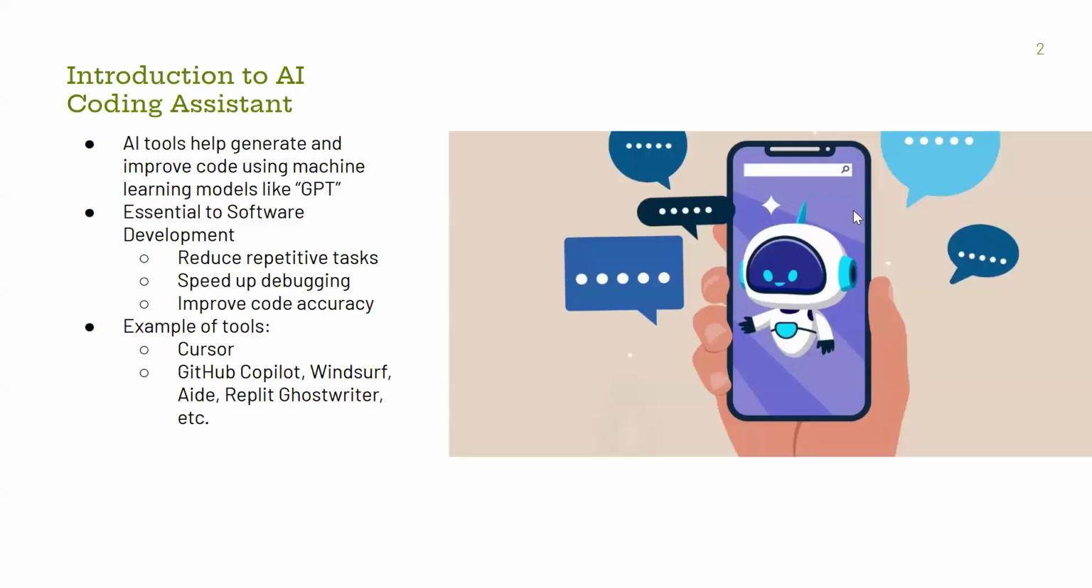So, if you guys haven't really heard of what AI coding assistants are, it pretty much is a tool that helps generate and improve code using machine learning models like GPT. This is pretty much essential to software development during this time, due to the fact that it reduces repetitive tasks, it speeds up debugging, and it improves code accuracy. Some examples of tools are Cursor, GitHub Copilot, Windsurf, Replit, Ghostwriter, Aider, and some other AI coding assistants.